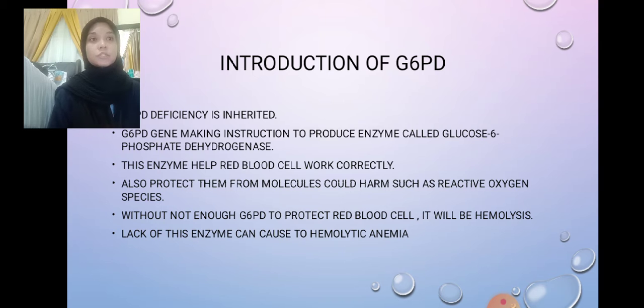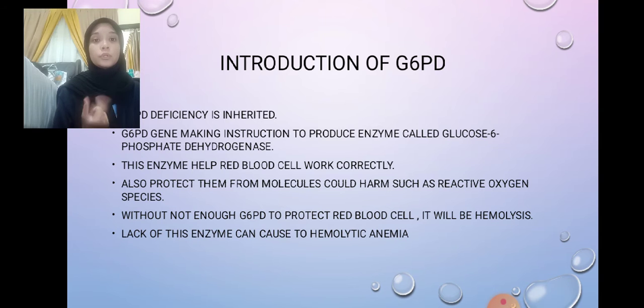The G6PD gene makes instructions to produce an enzyme called glucose 6 phosphate dehydrogenase, and this enzyme helps red blood cells work correctly. What does correctly mean? This enzyme helps to protect red blood cells from damage and premature destruction. It also protects them from molecules that can harm them, such as reactive oxygen species.